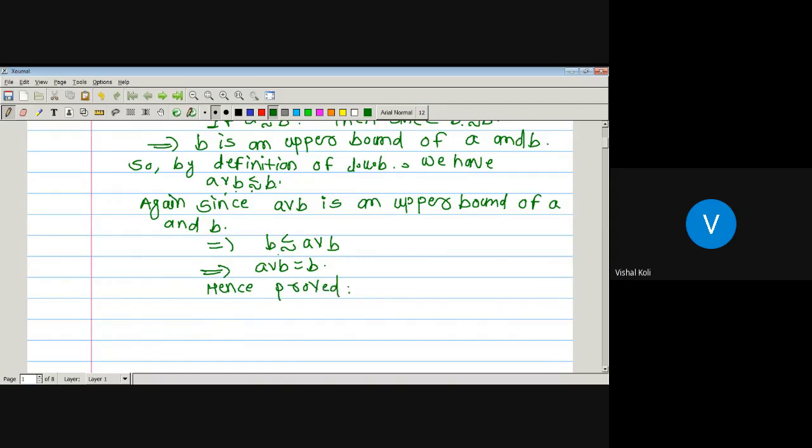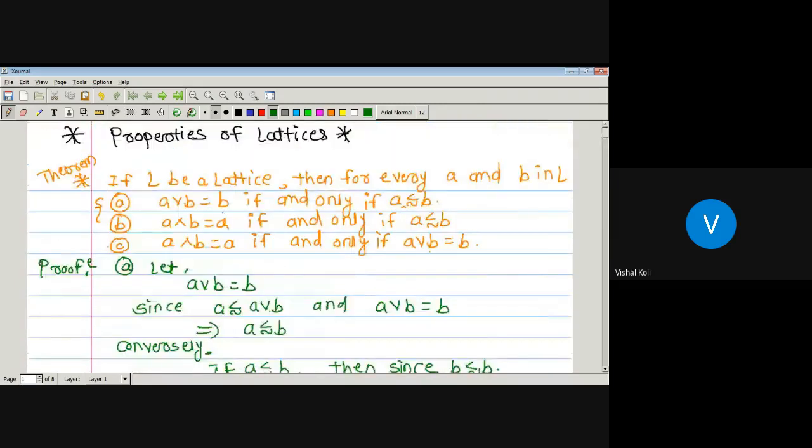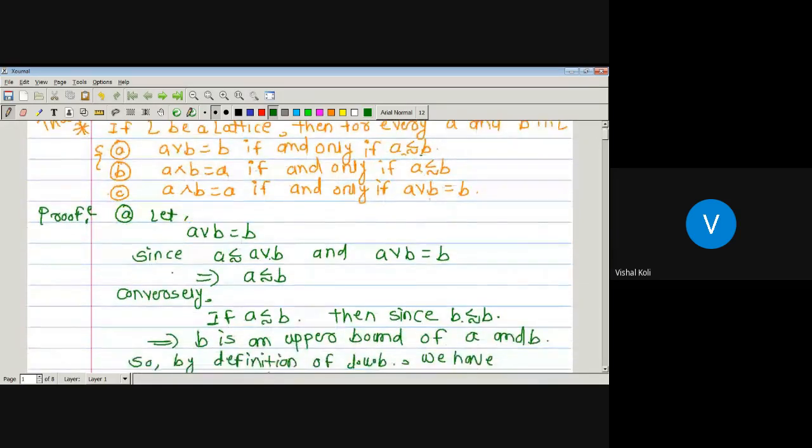Okay, so the first property holds here, since in the first part we have taken A join B equal to B and proved that A precedes B, and in the second we have taken A precedes B and proved A join B equal to B. So from this we say that A join B equal to B if and only if A precedes B, since both parts are true.